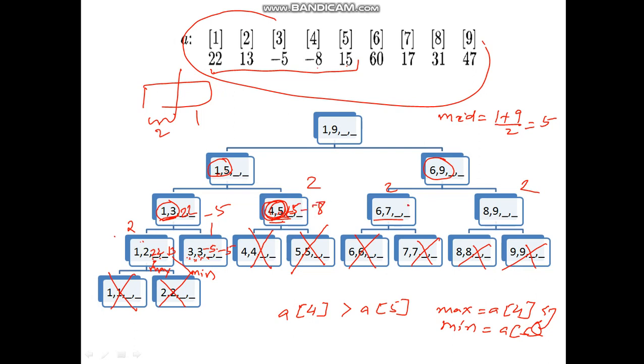From 6 to 7 it is 60, 17. From 8 to 9 it is 47, 31. Again, if you compare these two, max 60 and 47, it comes to be 60. 17 and 31, it comes to be 17. Whereas on this side, 22 and 15, the maximum is 22 here. Minus 5 and minus 8, so minimum is minus 8. 22 and 60, so maximum comes to be 60 here, and minus 8 and minus 17, so minimum is minus 17. So that is being done over here.